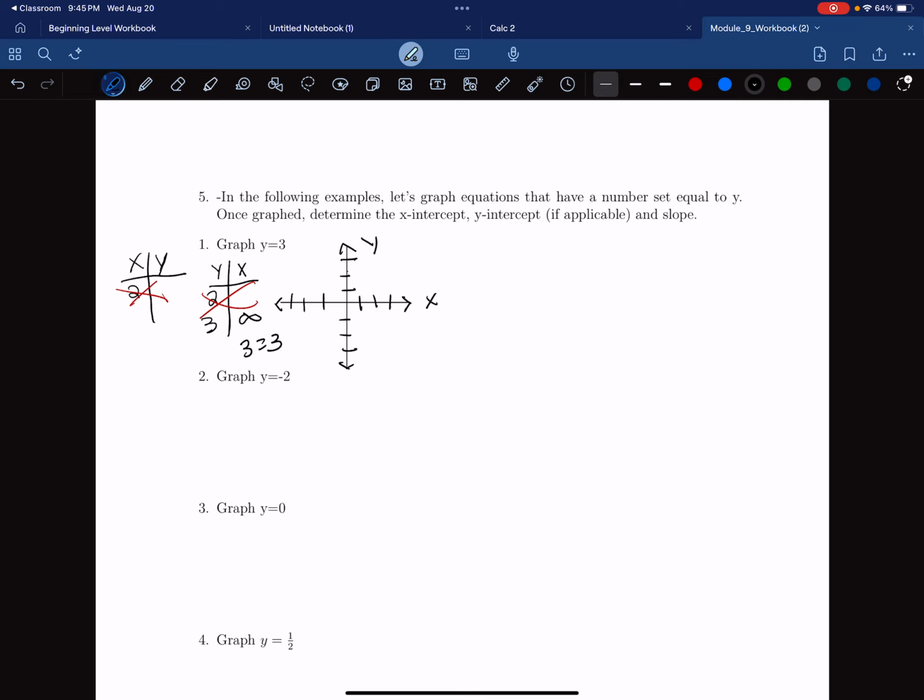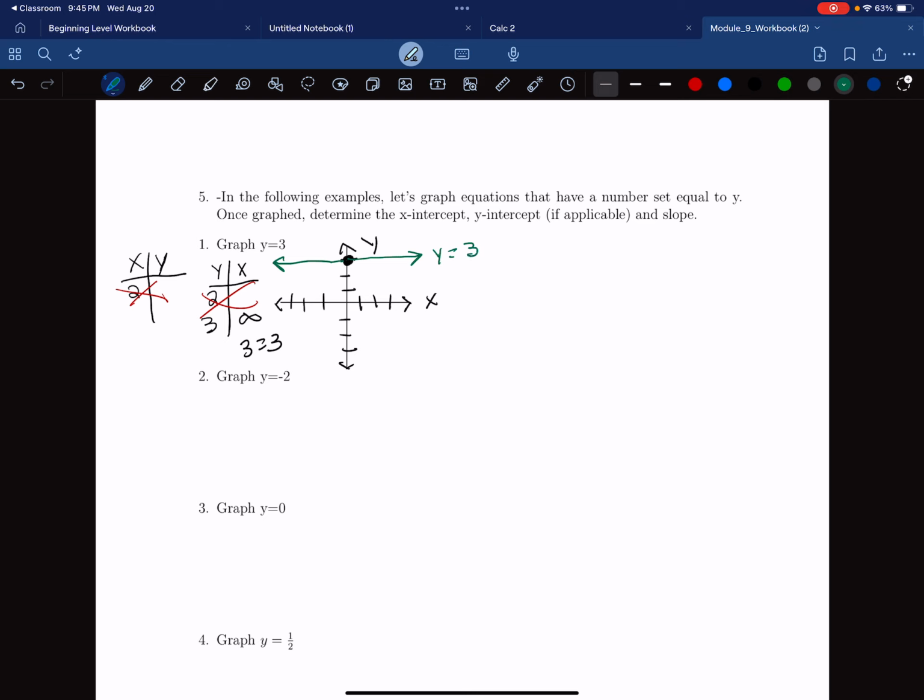So let's graph this. So we have y equals 3. This is when y equals 3 here at this point. And our x values are infinite. And our y values will always stay the same at 3. So we are going to have a line that looks like this. This is a horizontal line. So this is the graph y equals 3.